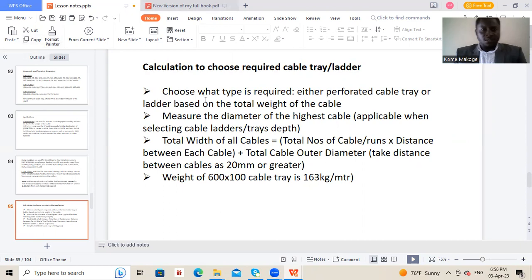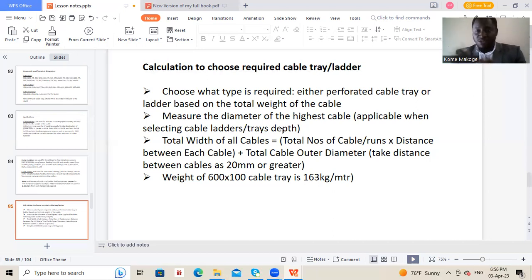So the first point is to choose what type is required, either perforated cable tray or ladder, based on the total weight of the cable. This is very important. The next point is to measure the diameter of the highest cable applicable when selecting cable ladder and cable tray depth.